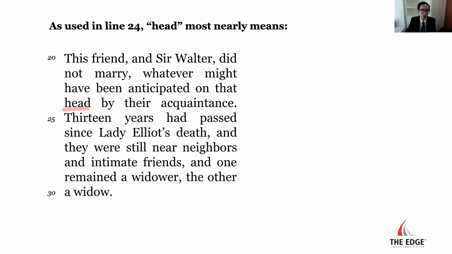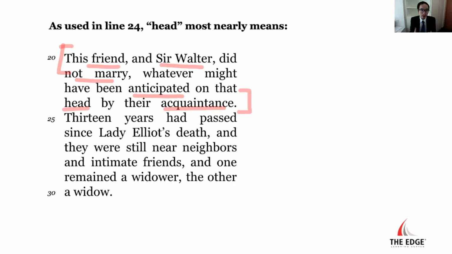So it's right here. Okay, so we found the word, and now we need to look at the context, right? Let's start with the sentence. So we've got the sentence here, all right? And we can see that in this sentence, there's a friend, there's a Walter. They didn't marry, even though that was something the acquaintance was anticipating.